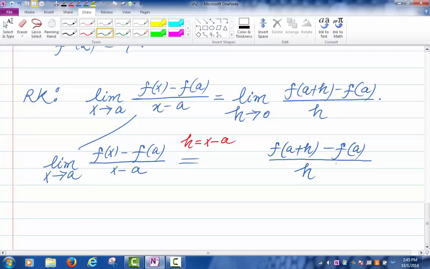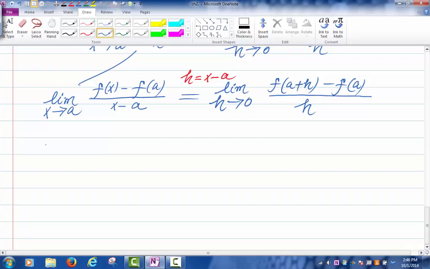Now how about the limit as x goes to a? Well, notice if x approaches a, then x minus a goes to 0. So h goes to 0. On the other hand, if h goes to 0, then x minus a goes to 0, which means x is going to a. So x goes to a if and only if h goes to 0. And so these two limits are going to be the same.